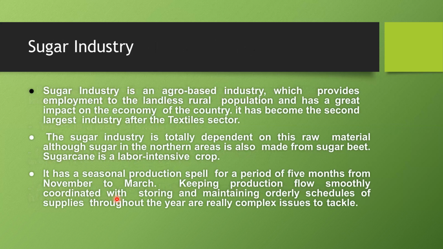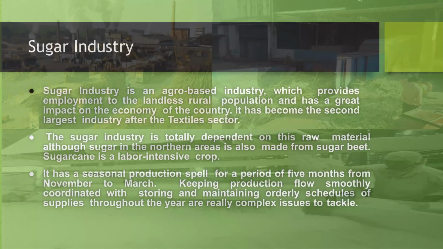The next industry that we have is the sugar industry, which is an agro-based industry. Agro-based means that it is using the raw material from the agricultural products. Sugar is made out of beetroot or sugarcane. It is a labor-intensive industry, and the production is seasonal, for a period of 5 months from November to March, and then for the entire year, the industry does not operate.